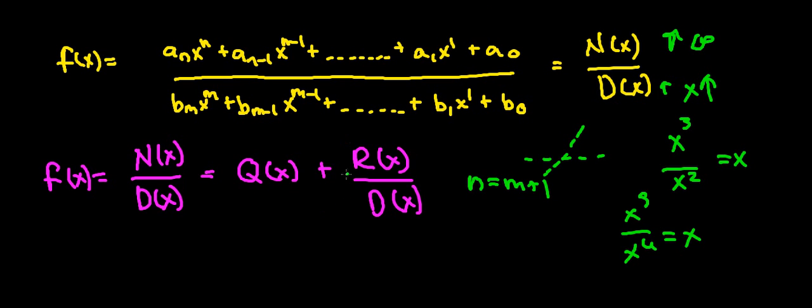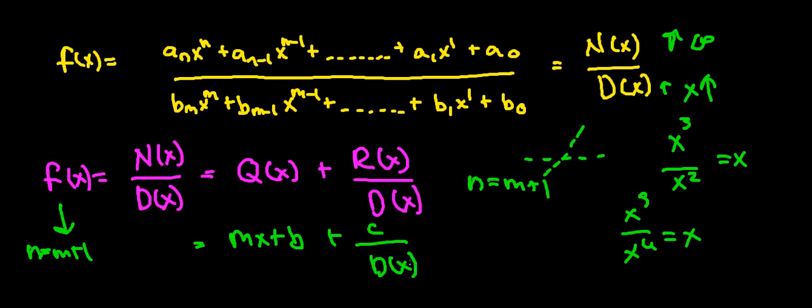But if it does not divide evenly, then we're going to get a remainder. But what that remainder is going to be is a constant. So let's assume that for this f of x, n is equal to m plus 1, that the power of the numerator is greater by 1. So what we're going to get is some linear function plus some constant divided by the denominator still.